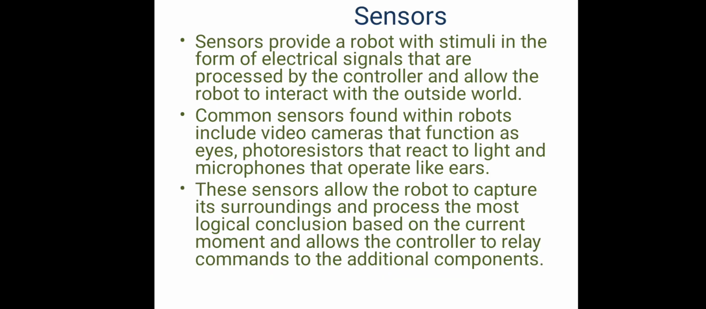Second comes the sensors. Sensors provide a robot with stimuli in the form of electrical signals that are processed by the controller and allow the robot to interact with the outside world. These sensors allow the robot to capture its surroundings and process the most logical conclusion based on the current moment, and allow the controller to relay commands to the additional components.